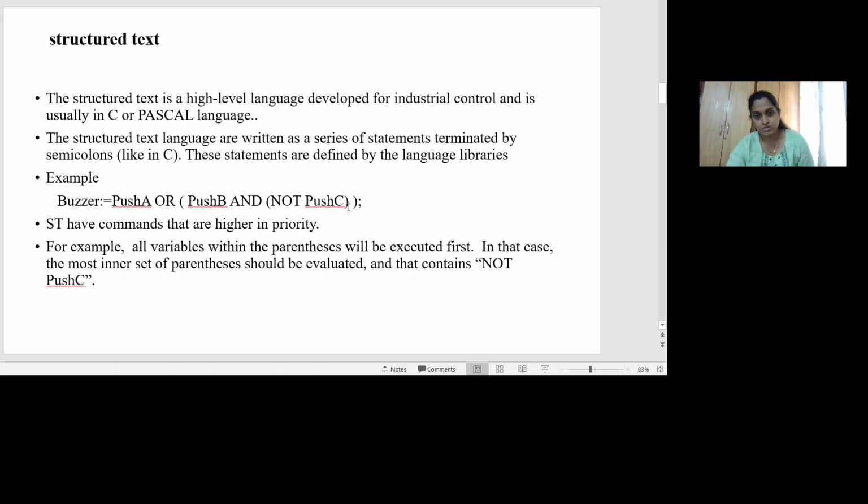The advantages are that it's more organized and can be used for large programs. It is good at computing large mathematical calculations, and it has some instructions which are not available in other languages. The disadvantage is that the syntax is very difficult, debugging is also very difficult, and online editing is not possible.